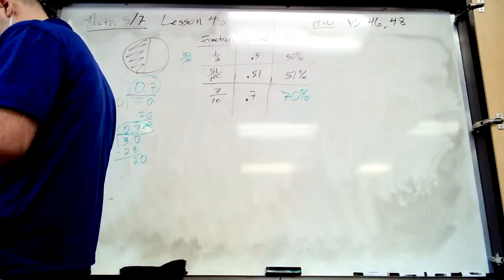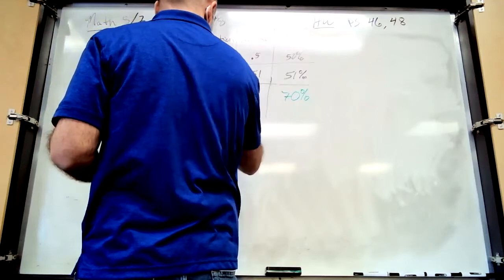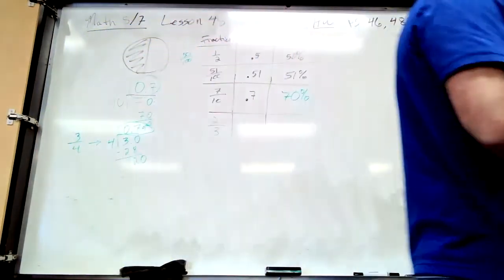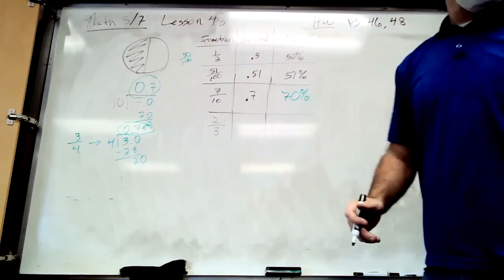Let's see here. Let's try 2/3. Does anyone know offhand what the decimal is, or what the percent is, for 2/3? Does anyone have that memorized? 33.33. Okay, that would be 1/3. Oh, 2/3. What do you got, Kiara? 66.6 repeating, or 66 and 2/3 is what that is. That's right.